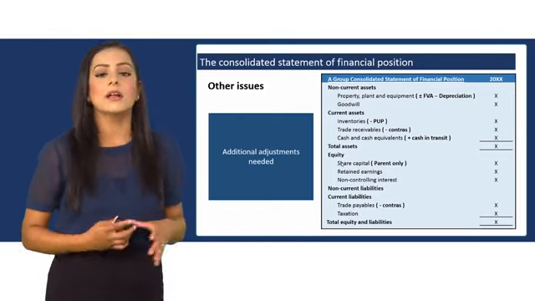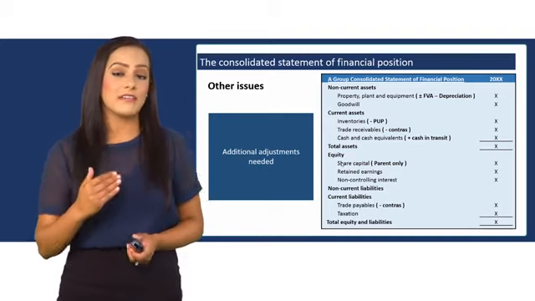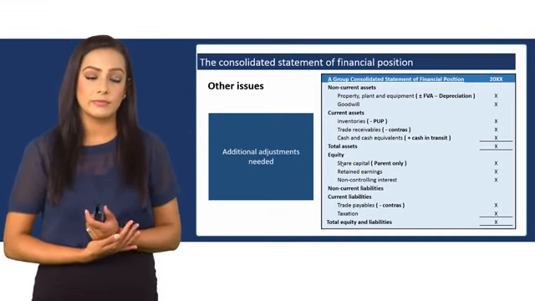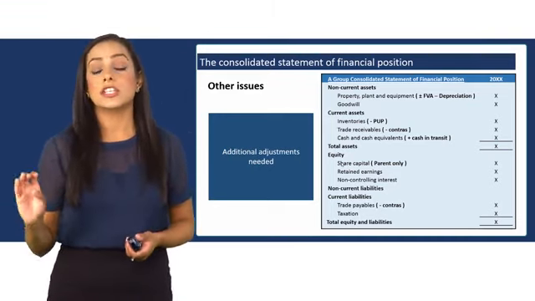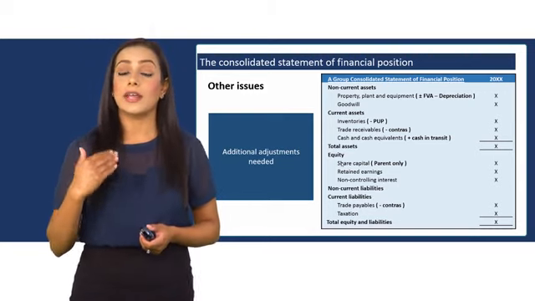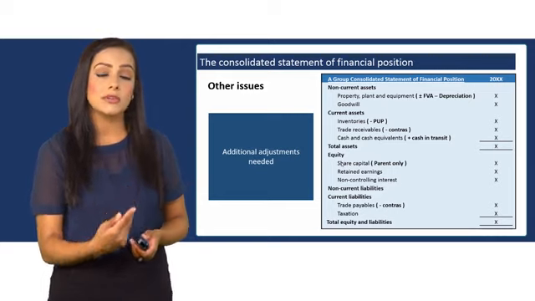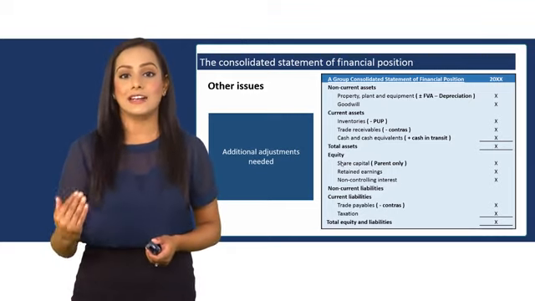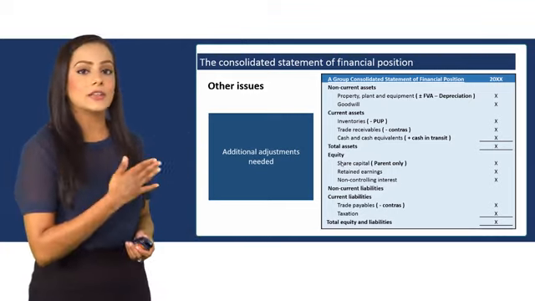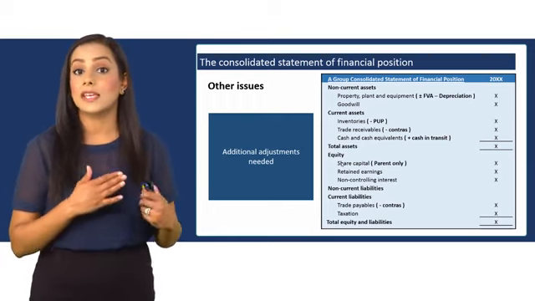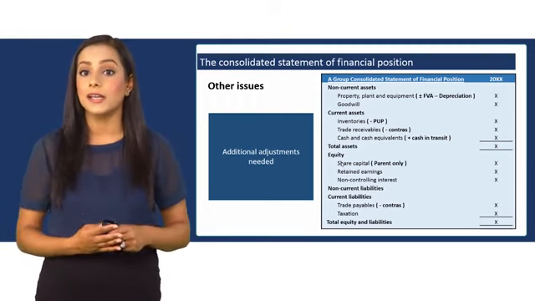For share capital, once again, we show the parent's share capital and the parent's share premium only. Additional adjustments would be if the parent has a share exchange with the subsidiary. That is discussed again in another video. Retained earnings and non-controlling interest, these are key workings discussed on the previous slide.